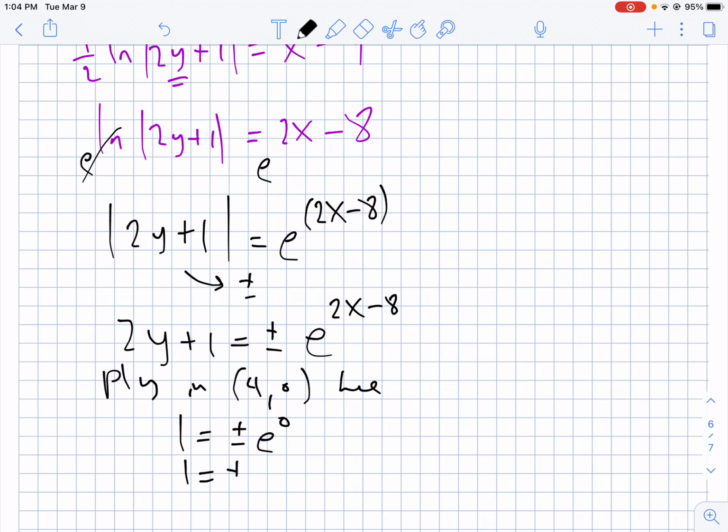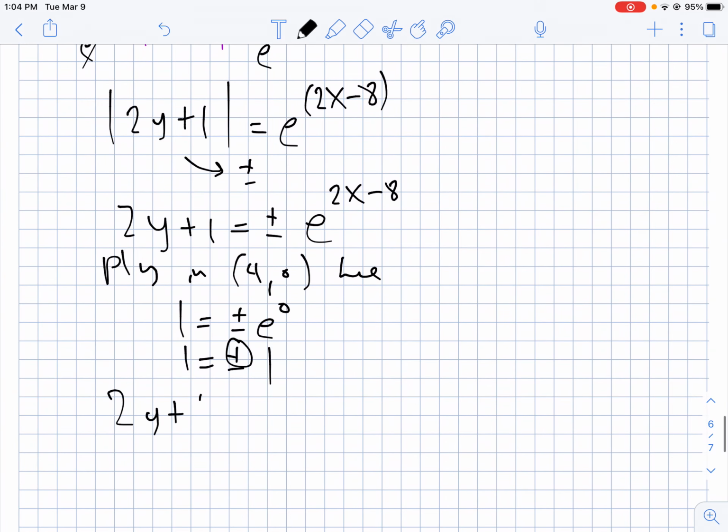Okay, does 1 equal plus or minus 1? Well, I have a brain, so I think it's the plus. So I'll get 2y plus 1 equals plus e to the 2x minus 8. As soon as I got the plus or minus, that's the easiest time to plug in, just like as soon as you get the c, that's the easiest time to plug in. So now we'll just solve for y.